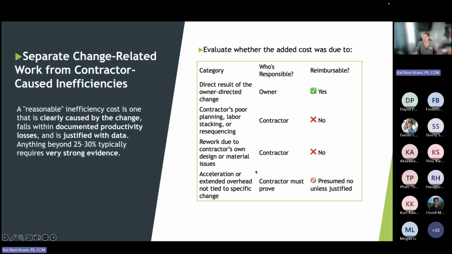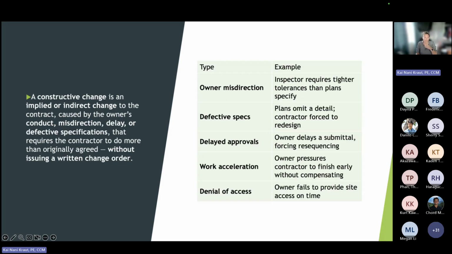Again, it becomes a disagreement, something we have to sort through, but this is why documentation, your diaries, are so important. And your basis would be look at what they did when it wasn't a change, and now that it is a change, they're charging us. Okay. If we have acceleration, extended overhead not tied to the specific change, then it's not our responsibility. So that's another analysis that would go with the unilateral.